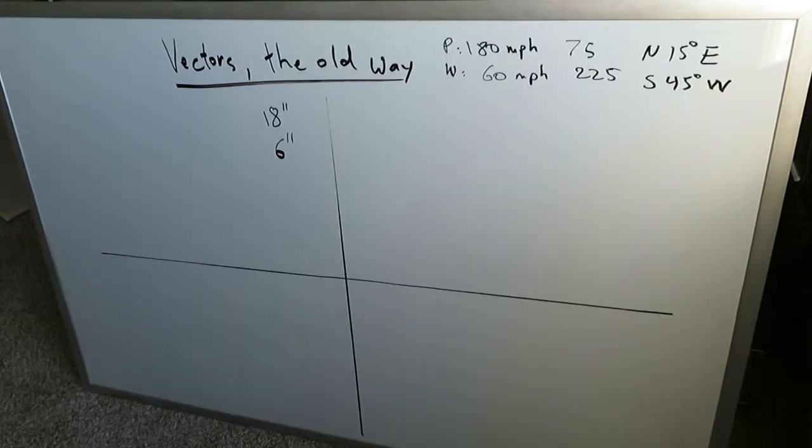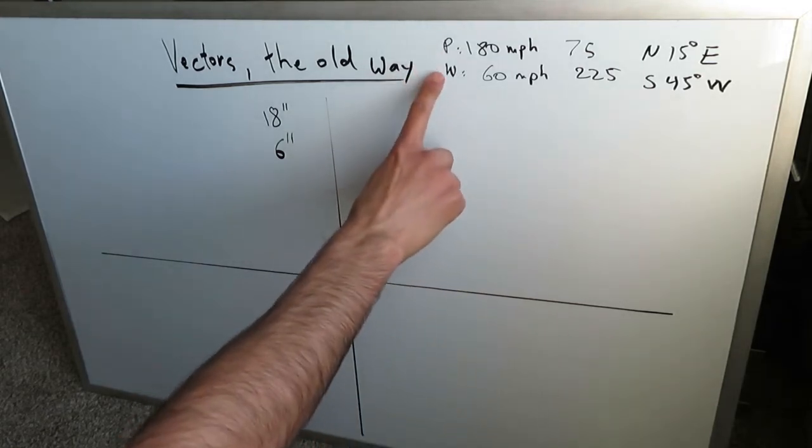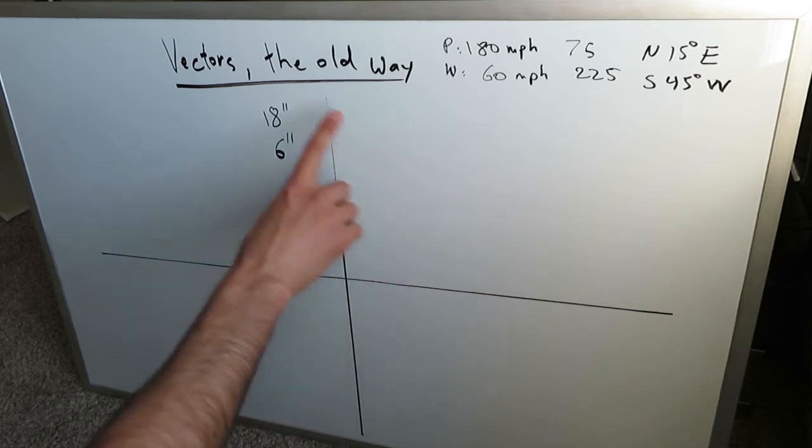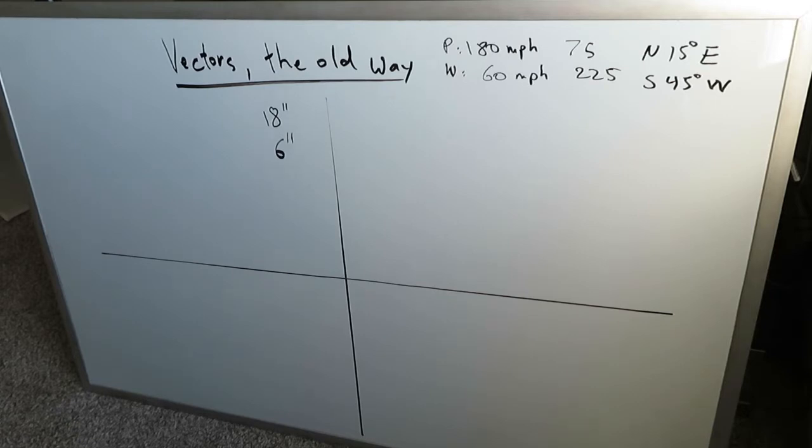Now I've created some space over here by rewriting what we have in terms of the facts of the plane and the wind. Remember, we're talking about doing the vectors the old way, and we're going to be using this example to demonstrate how it was done. Just consider this a fun exercise.